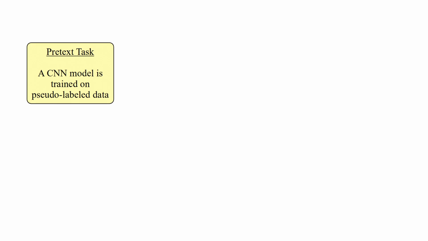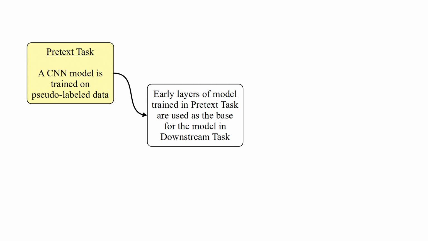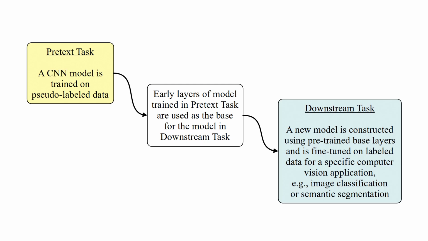In Pretext task, a convolutional neural network model is trained on pseudo-labeled data. Early layers of the model trained in Pretext task are used as the base for the model in Downstream task. In Downstream task, a new model is constructed using pre-trained base layers and is fine-tuned on labeled data for a specific computer vision application. For example, image classification or semantic segmentation.